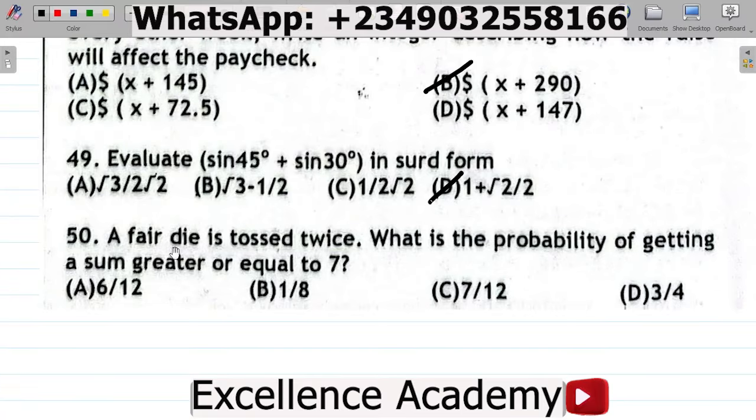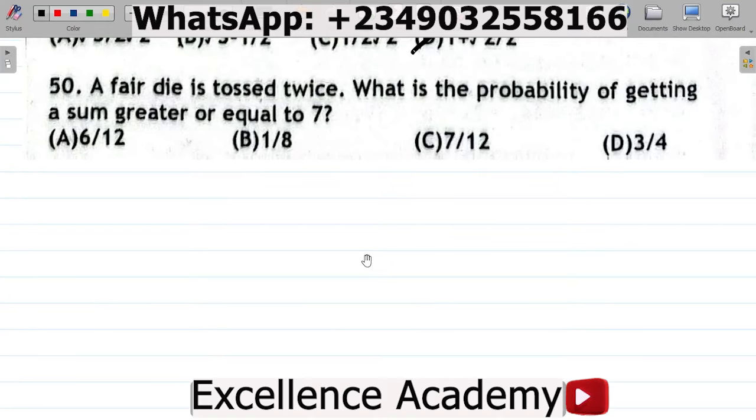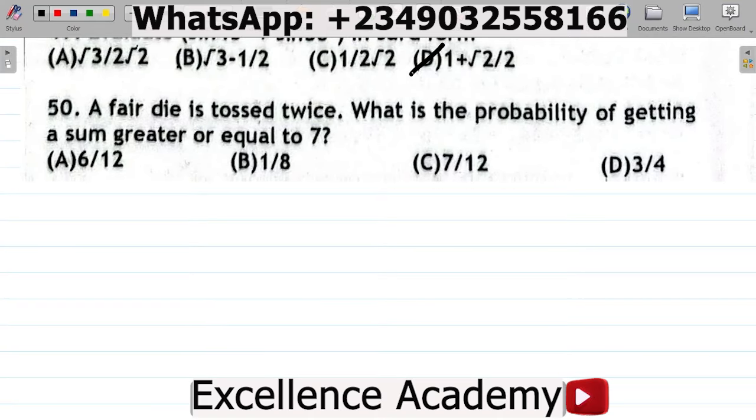Question 50 says a fair die is tossed twice, all right, 2 times. What is the probability of getting a sum greater or equal to 7? All right, a sum that is greater or equal to 7. Now, how do you solve this question there? First things first, when you have a fair die, the maximum number there is 6. Since you're tossing it twice, it becomes 6 times 6, which is equal to 36.